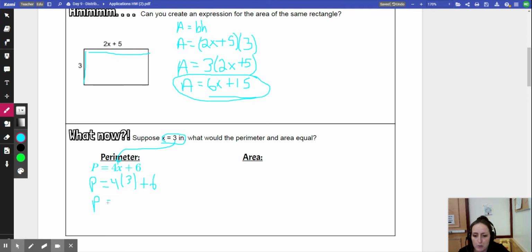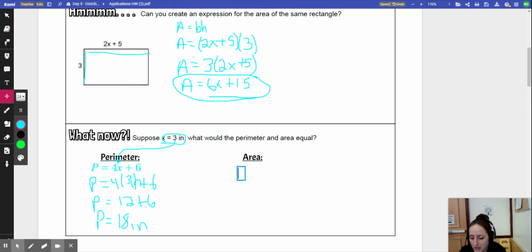And therefore the perimeter will be 12 plus 6, which is 18. Now units. It is important to know what units you're dealing with. Perimeter is a length, which means you have just one set of inches, which means your answer will have one set of inches. Now the case is different for area, and we'll talk about that now.